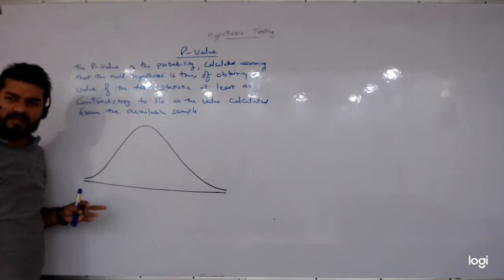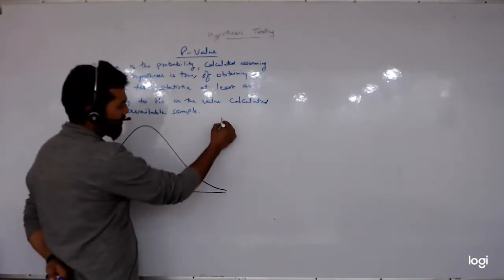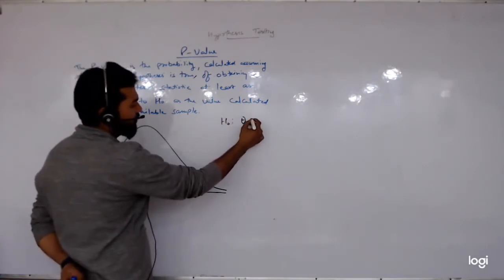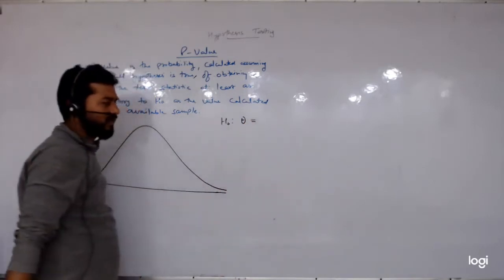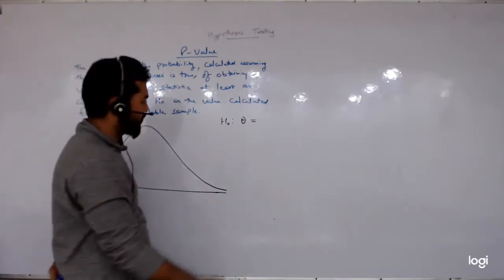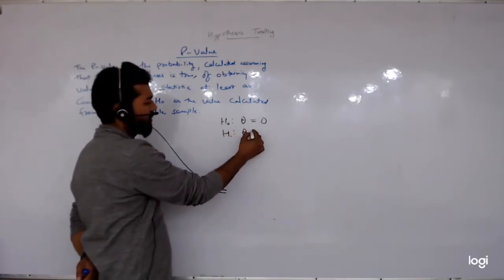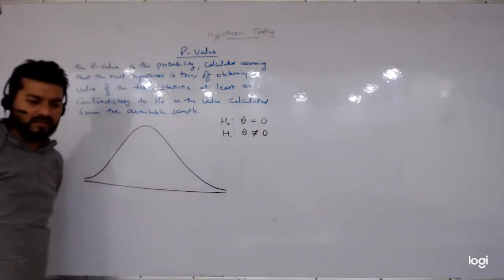The same example, same null hypothesis. The null hypothesis was theta, the population parameter defined as the difference in proportion of people showing improvement, equal to 0, and the alternate was that they're not the same. The difference is not 0.